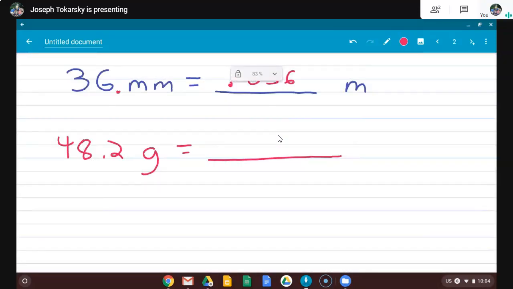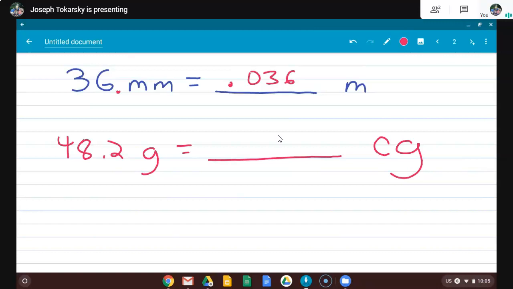48.2 grams, and let's say we want to go to centigrams. Use that chart. Somebody tell me the answer. Go ahead. 4,800, and I think you know the right answer, just not saying it right.